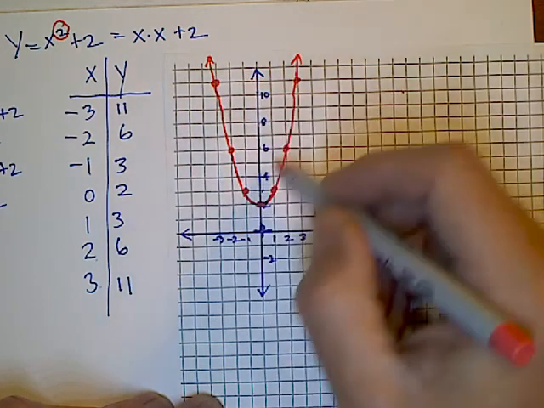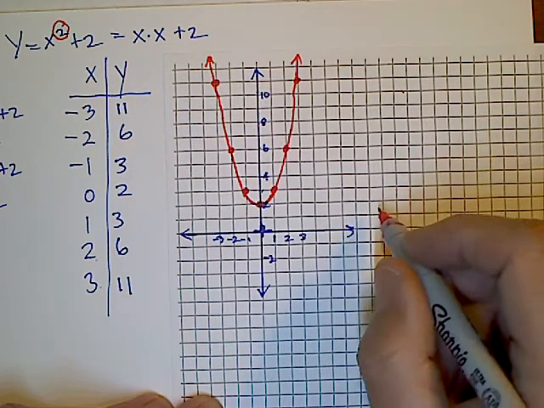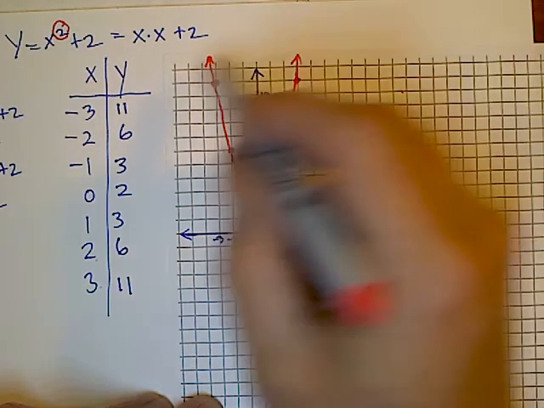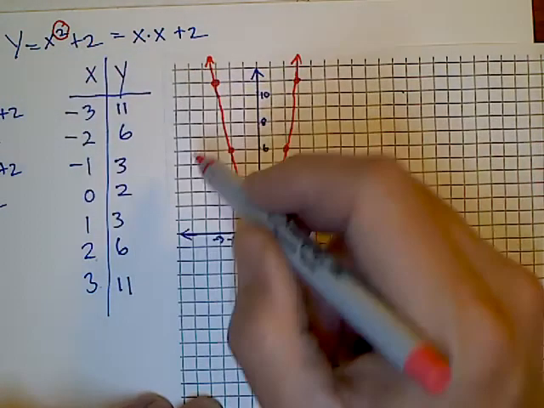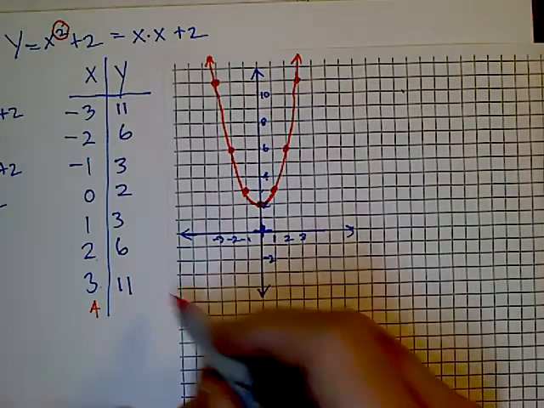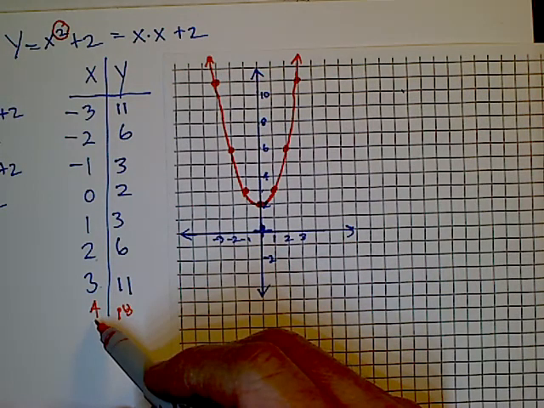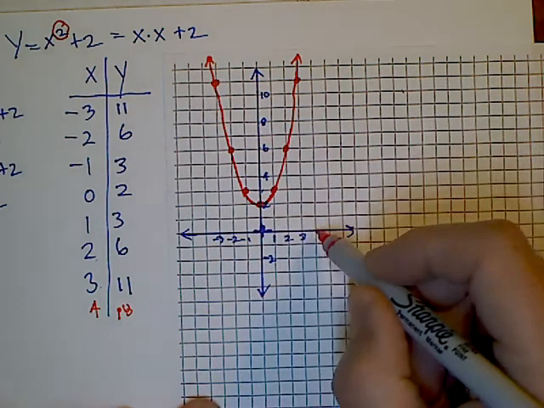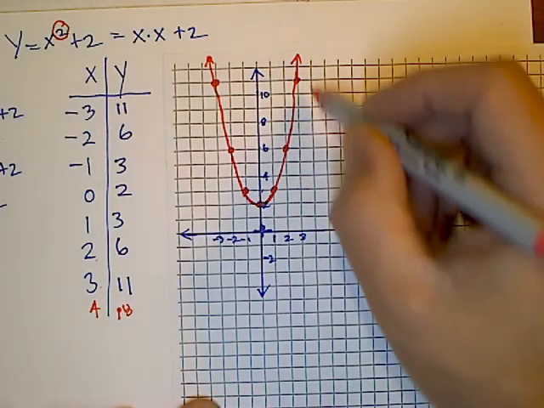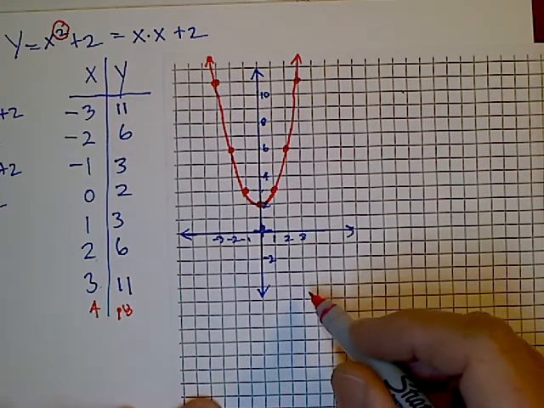And make sure you have arrows on your parabola to show that the solutions to this rule continue. I could put in more values. I could put in a 4 into my table and get 18, right? If I put a 4 in, 4 times 4 is 16, plus 2 would get 18. So that would be off my graph here, but it does exist. So arrows say there are more values as this graph continues.